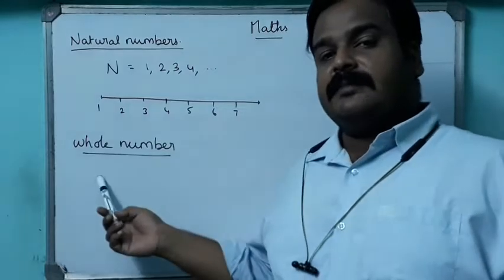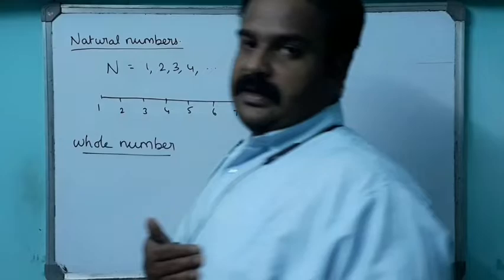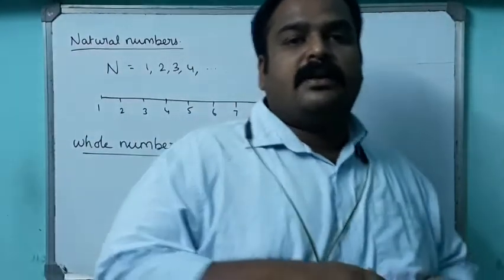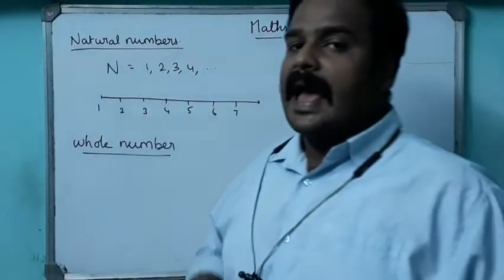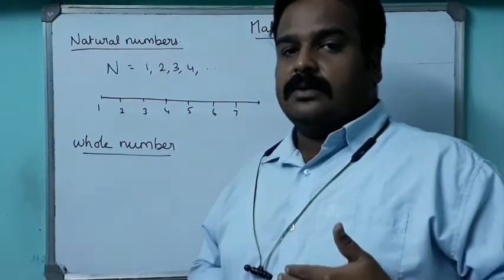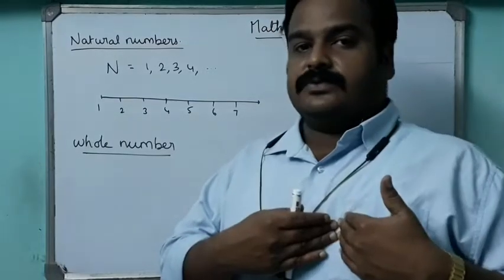The second type of number is the whole number. Consider, I have 100 rupees with me. I am just going for shopping, right? I have spent all the 100 rupees which I have. Now, how much do I have? I do not have any amount with me. Yes or no? I had 100 rupees, I spent all the amount, now I don't have any amount with me.